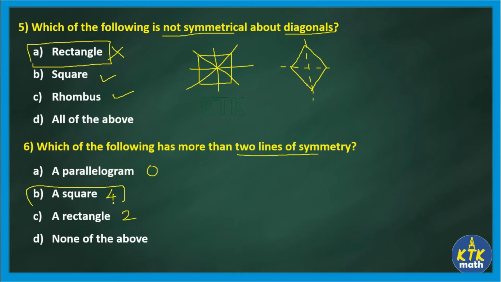They are asking for more than two lines of symmetry. Therefore, a square has more than two lines of symmetry. Question number 7. I hope you are marking the answers you are finding by yourself.